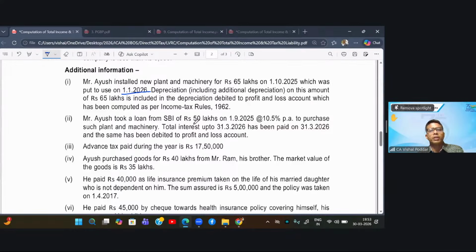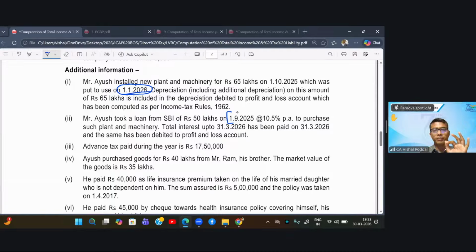Then Mr. Ayush has taken loan from SBI of 50 lakhs on 19th September at the rate of 10.5% to purchase this machinery. So this machinery has been purchased by taking a loan from bank. The loan is taken on 19th and the total interest up to 31st March has been paid in March itself and the same is debited to P&L. Now students, here interesting thing is the asset is put to use on this date and they have started paying interest from this date. So interest is paid for September, October, November, December.